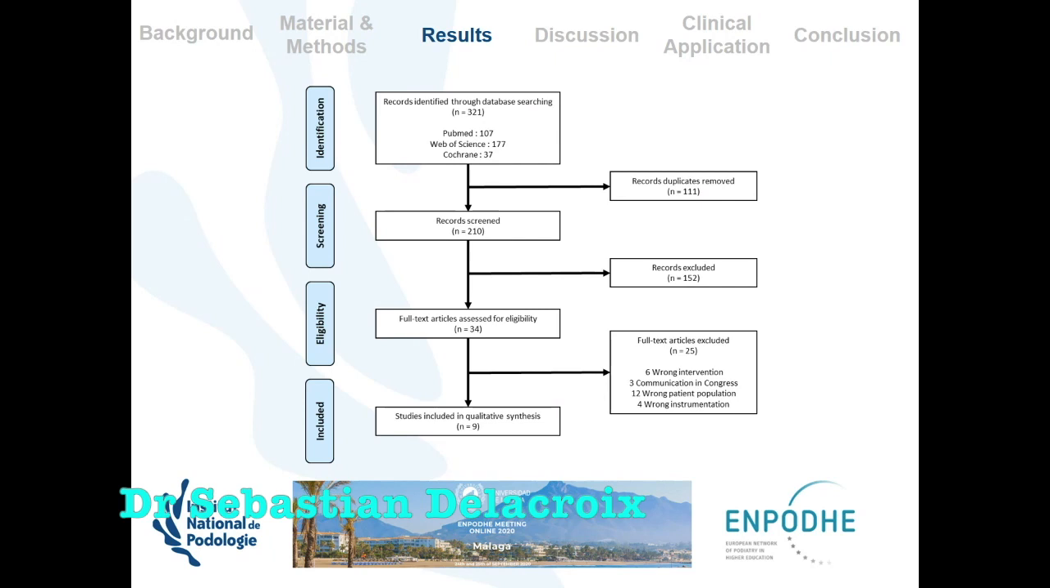After title and abstract screening, we excluded 152 studies. So 34 full-text articles were assessed for eligibility. 25 studies were excluded for different reasons, and only 9 studies were included in the qualitative synthesis.